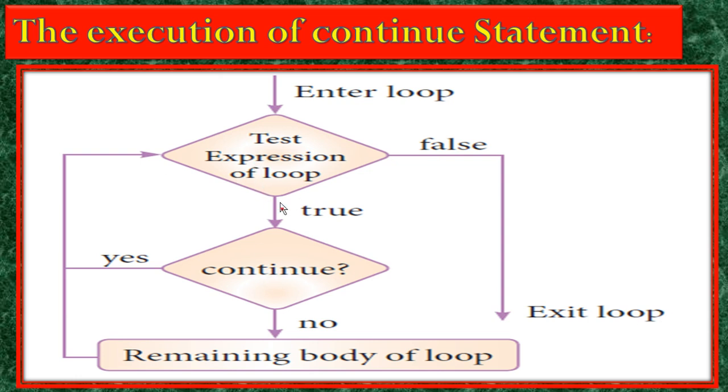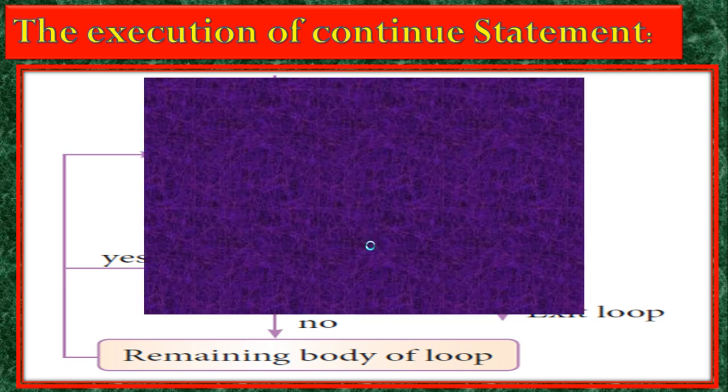But in the continue section, if the condition is true, the continue keyword is executed. The continue keyword skips the remaining part of the body of the loop and transfers the control to the next iteration, not to the exit of the loop. The break statement exits the loop, but here continue doesn't exit the loop, it continues to the next iteration. This is the execution of the continue statement.